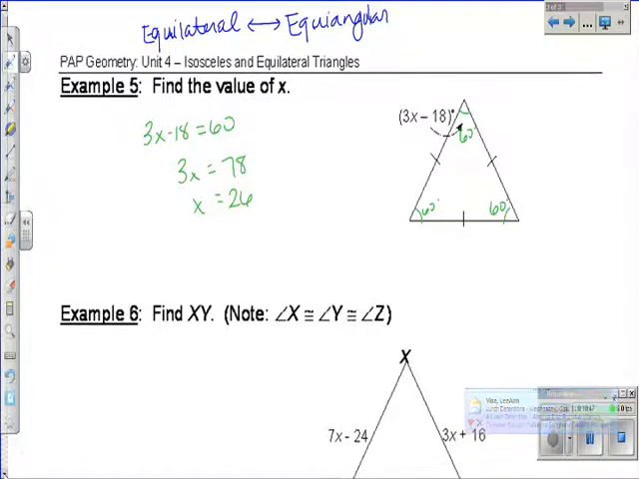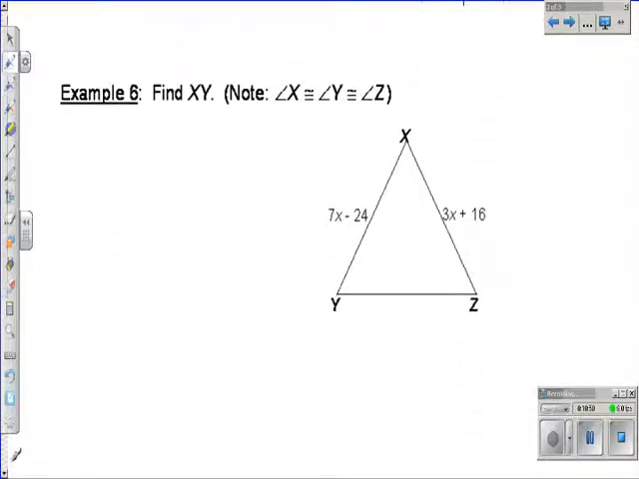The next one, find XY, and they told you that angle X is congruent to angle Y is congruent to angle Z. If all the angles are congruent, then they're all 60 degrees, which also tells you it's equilateral, so all the sides are congruent. To find XY, you would set 7x minus 24 equal to 3x plus 16. When you solve, you should end up with x equals 10. If you plug it back in, you end up with XY equals 46.